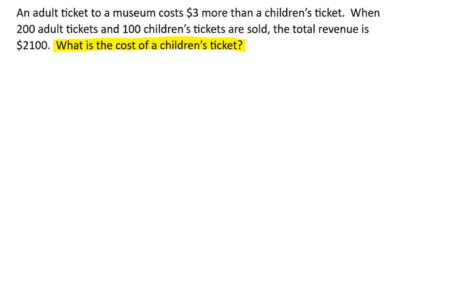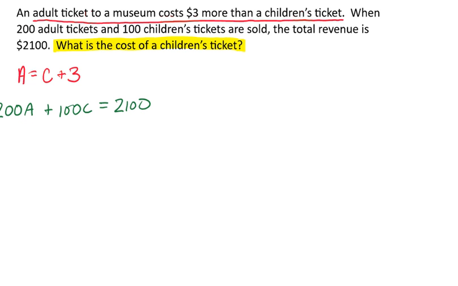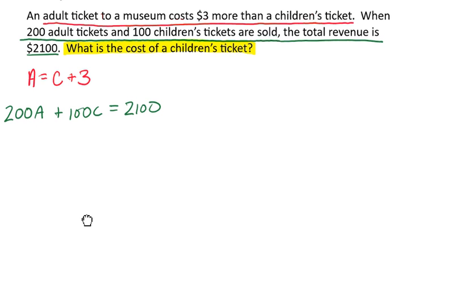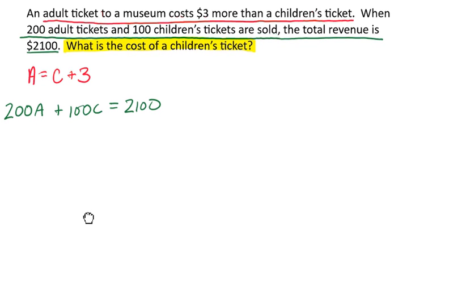So let's look at what we know. We know that an adult ticket to a museum costs $3 more than a children's ticket. So that tells us that an adult ticket equals C plus 3. So A equals C plus 3. Well, we also know that when you buy 200 adult tickets and 100 children's tickets, the total revenue is $2,100. So here we have 200A plus 100C equals 2,100.